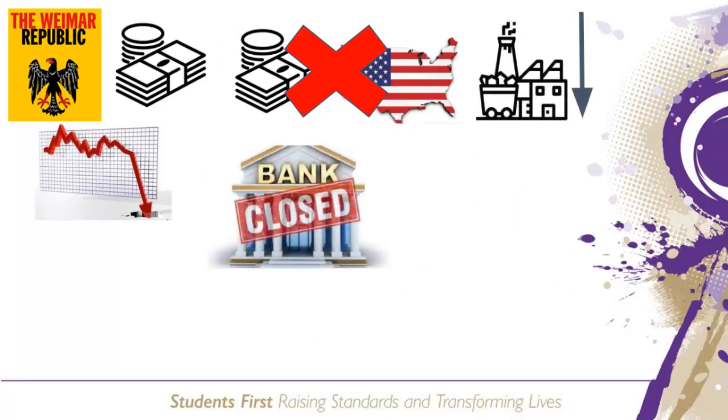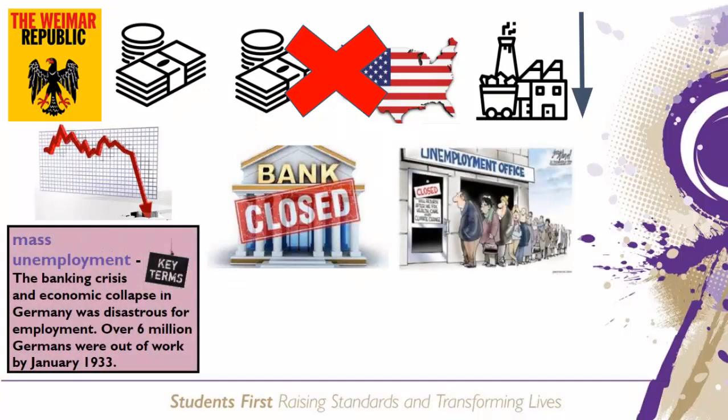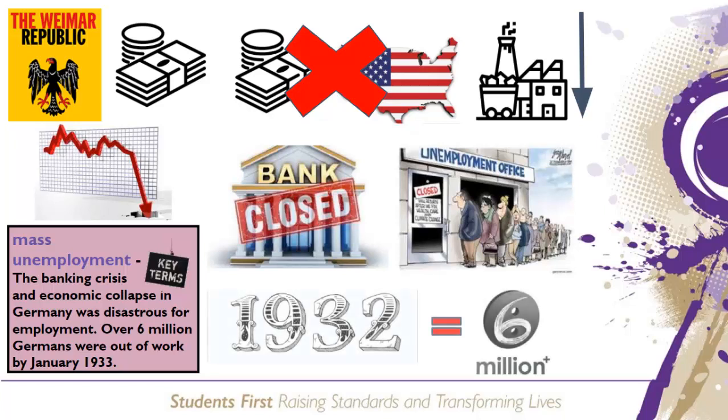Industrial production went into decline, factories closed, and banks went out of business. There was also mass unemployment. In October 1929, 1.6 million people were out of work, and by February 1932, there were over 6 million. This included 40% of all factory workers, 50% of all Germans between the age of 16 to 30, and 60% of university graduates. As a result, many types of people suffered.